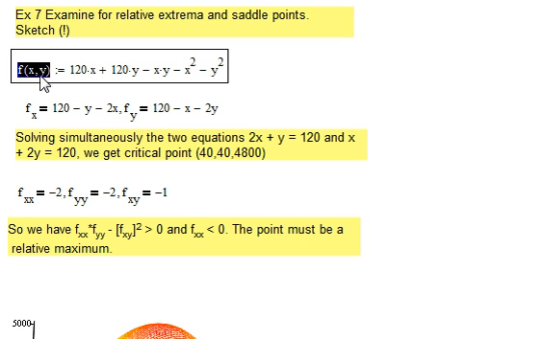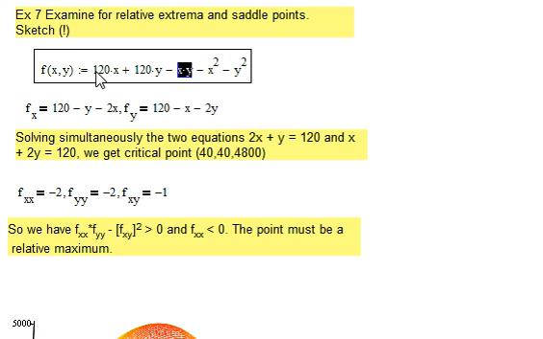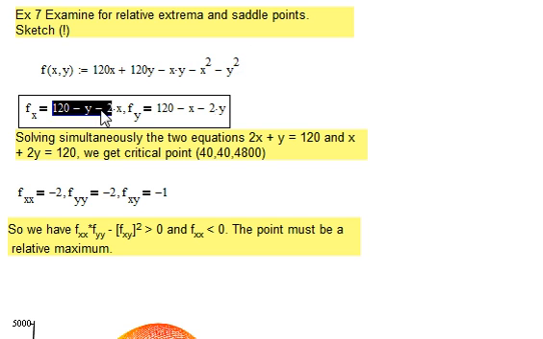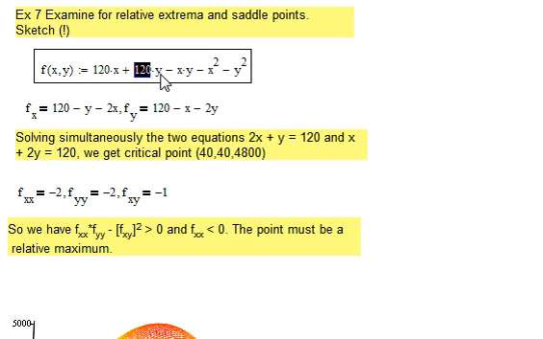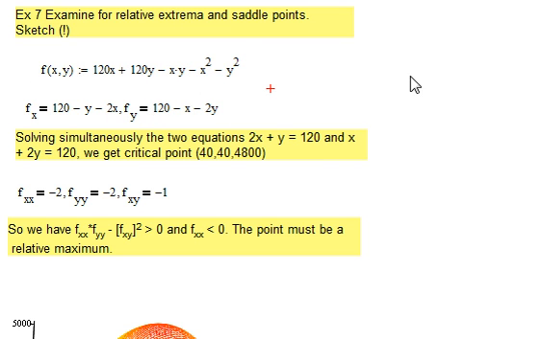So here's our function. f of x, y is 120x plus 120y minus x times y minus x squared minus y squared. So the partial with respect to x is 120 minus y minus 2x. And the partial with respect to y is 120 minus x minus 2y. Solving simultaneously, we want both of these partials to be 0 or undefined, but since they're polynomials in two variables, there's no place where they're undefined, so we want them both to be 0, so we can find if we have a critical point.